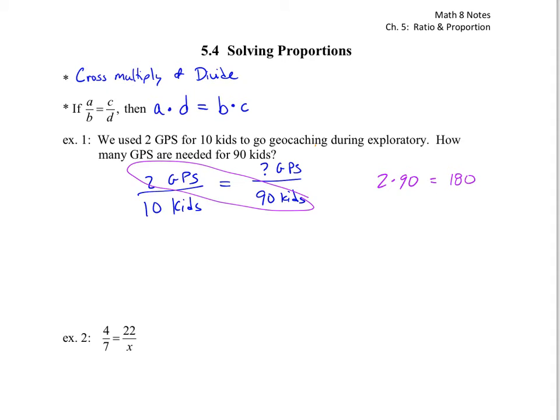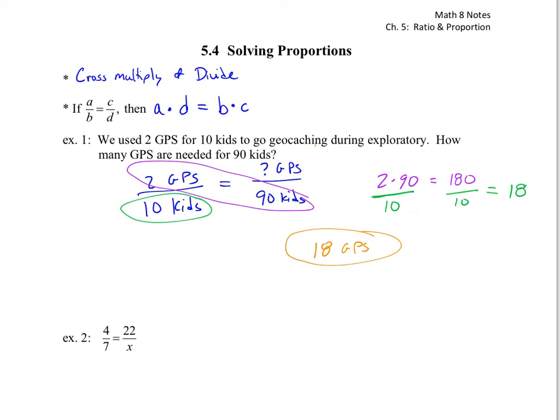Then the second step is to divide. So 2 times 90 divided by this leftover number, which is 10. So 180 divided by 10 is 90? No, 18, not 90. 18. So we need a total of 18 GPS. You are solving a proportion by cross multiplying and dividing.